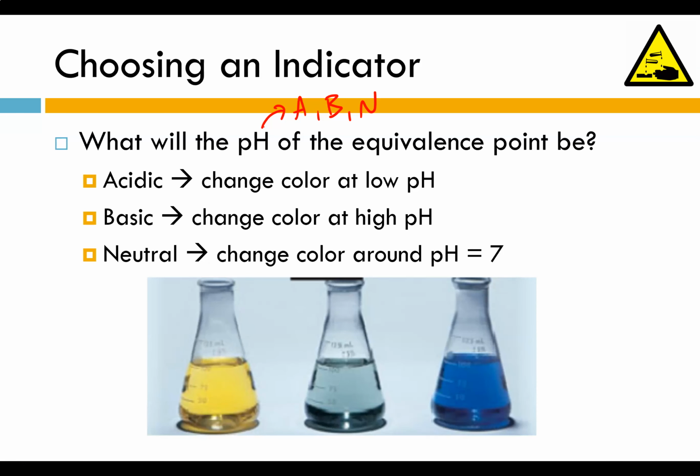And we'll see, this is bromthymol blue. At different pHs, we see different colors. So this is, again, acidic. This is a more basic pH, and this is a neutral pH for bromthymol blue.